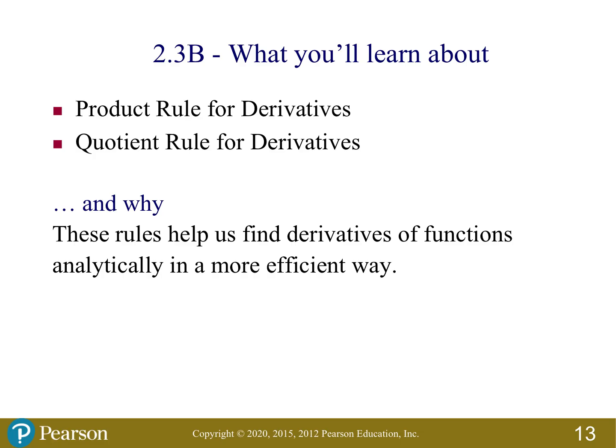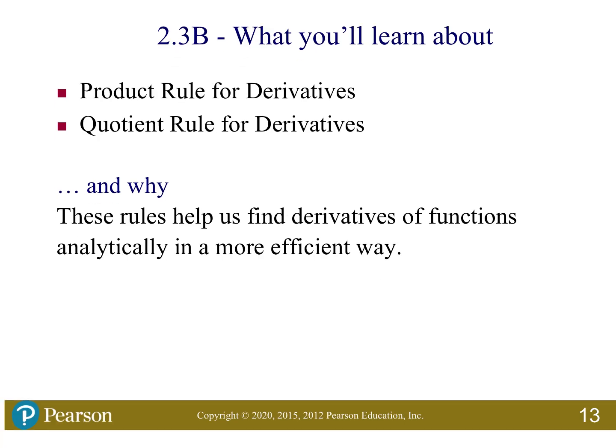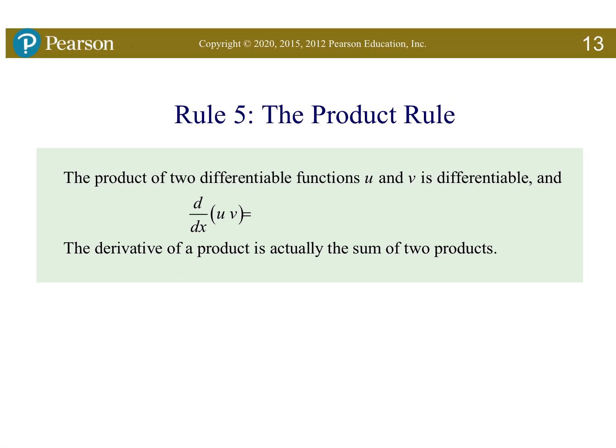Same with multiplication. Multiplication becomes addition in calculus with derivatives, and quotient becomes subtraction. So I just want to show you how that works. All right, here's rule number 5. So our rules so far have been, rule number 1 was how do you take the derivative of a constant? That was 0. Rule 2 was how do you take the derivative of a line? And that was just its slope. Rule 3 was the power rule. Rule 4 was that you're allowed to add or subtract.